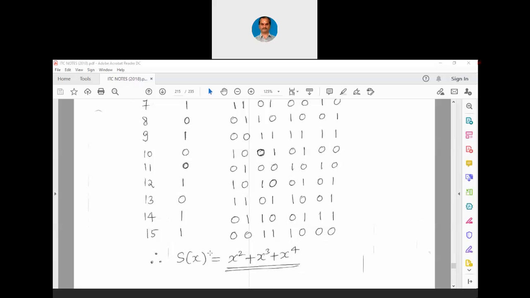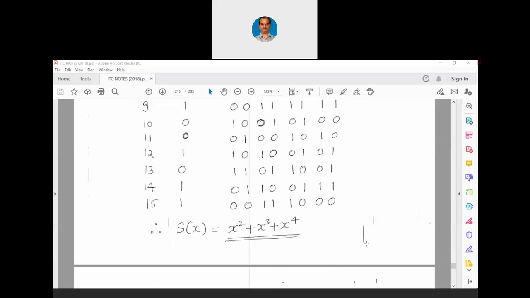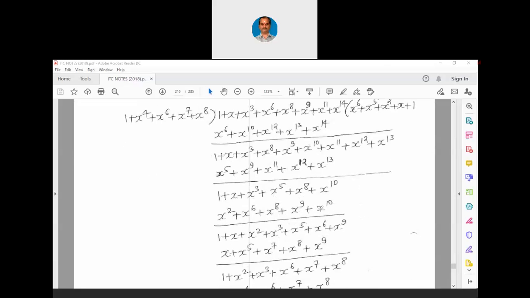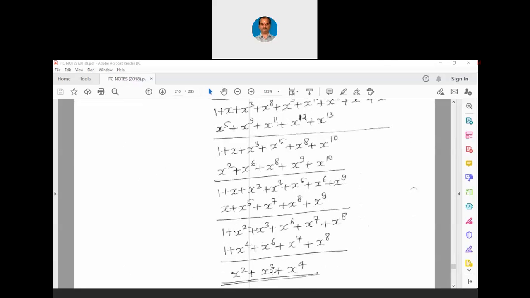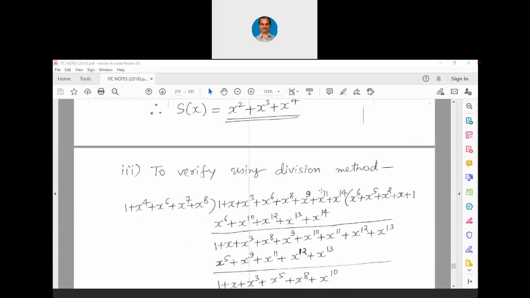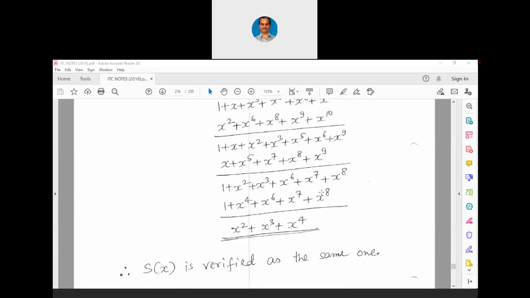So this is the syndrome now. Now we have to verify this syndrome vector using the division method. To verify it, let us divide. This is the vector given, this is the g of x. When we divide the vector given by g of x, we get x square plus x cube plus x power 4. The remainder polynomial is x square plus x cube plus x power 4. That means the syndrome vector is verified as the same one. That way, this exercise is now complete.